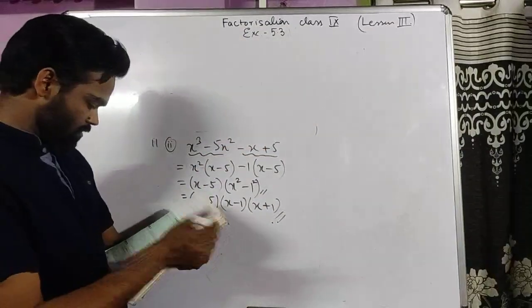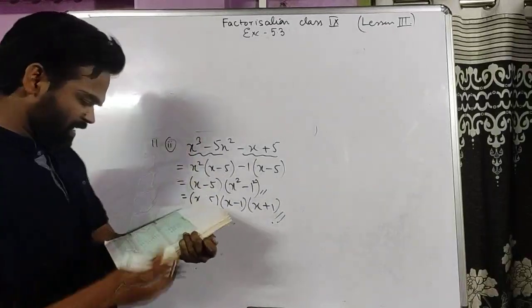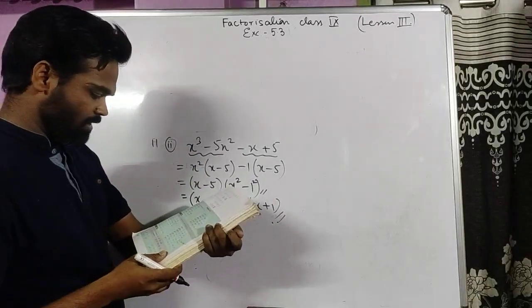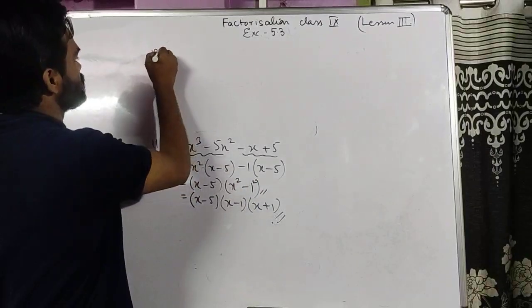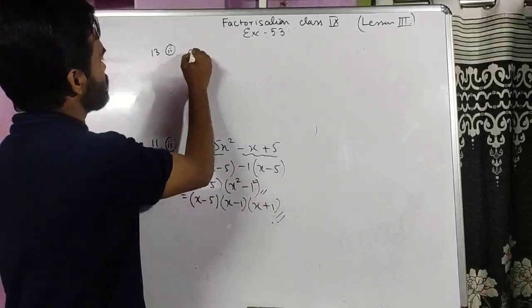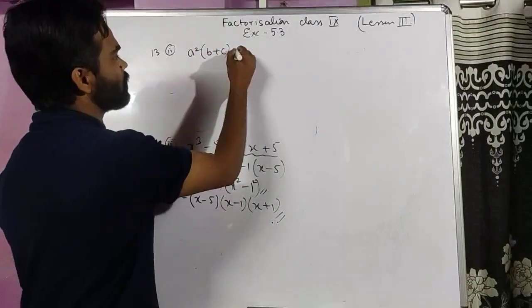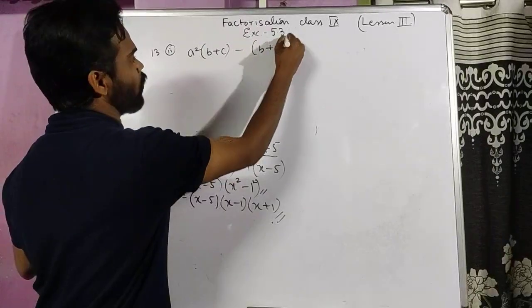Now we look at 12 part 2. 12 part 2 is pretty easy. I'll look at 13 part 2. This is a square minus (b plus c) whole cube.